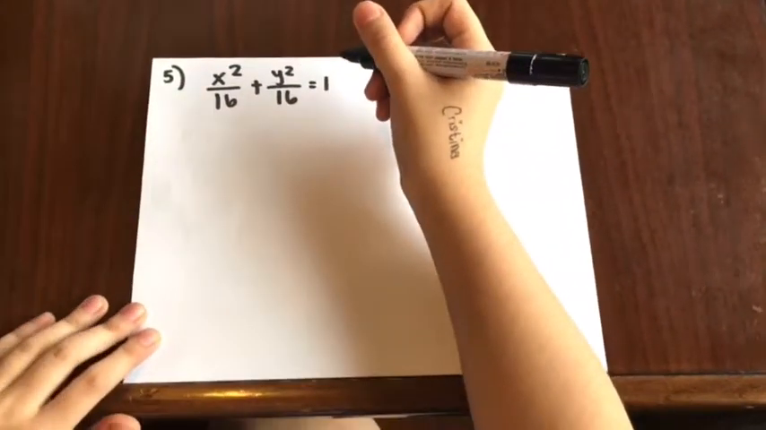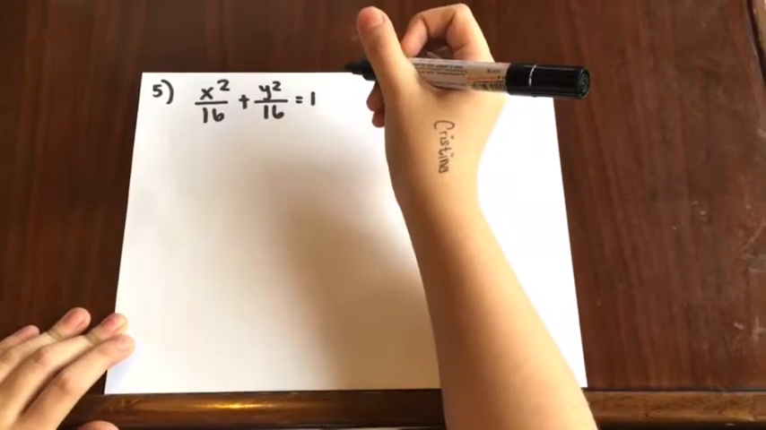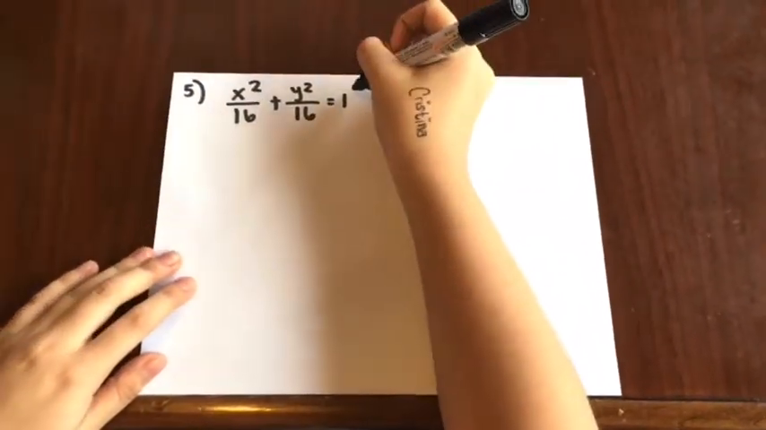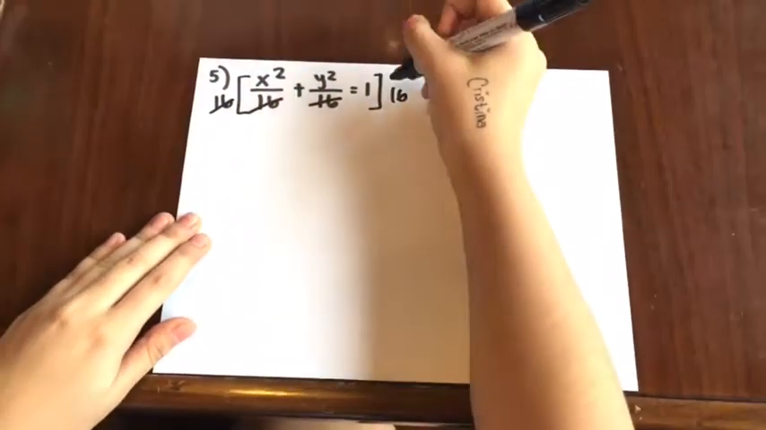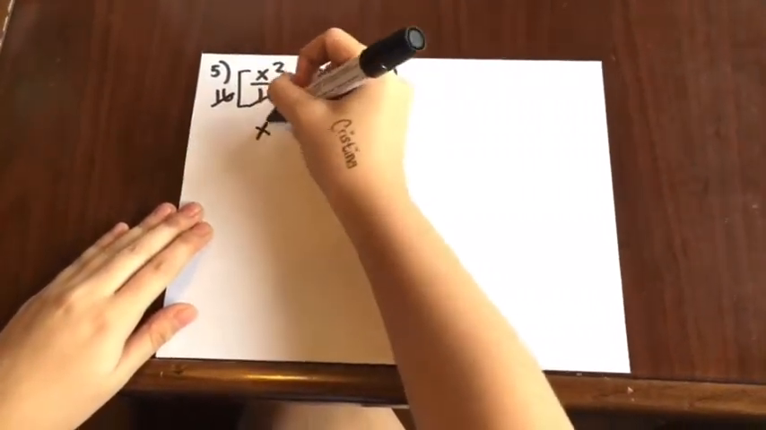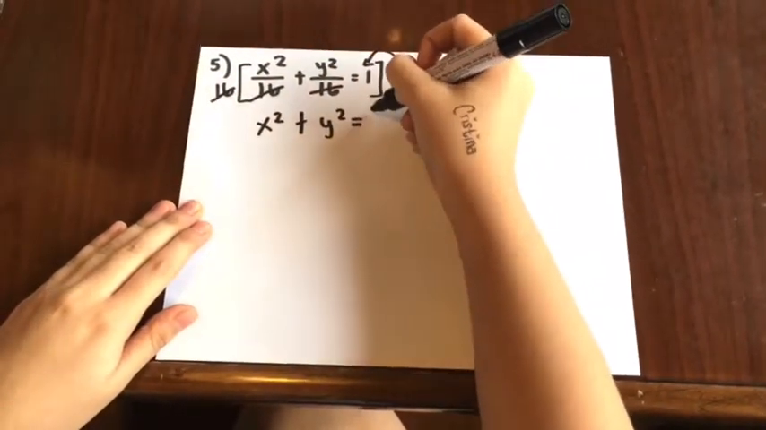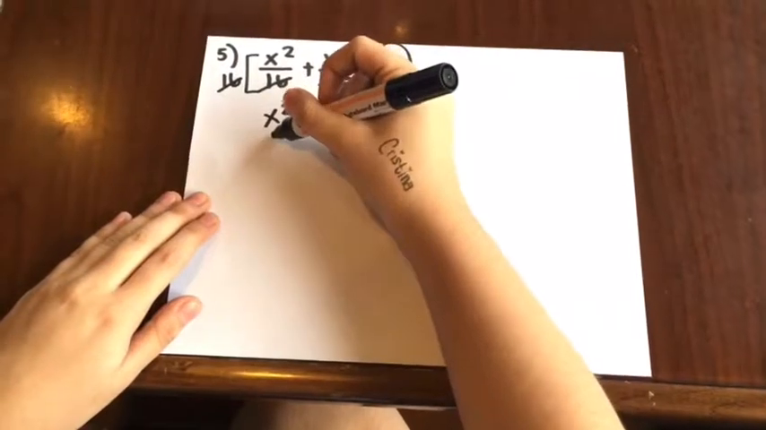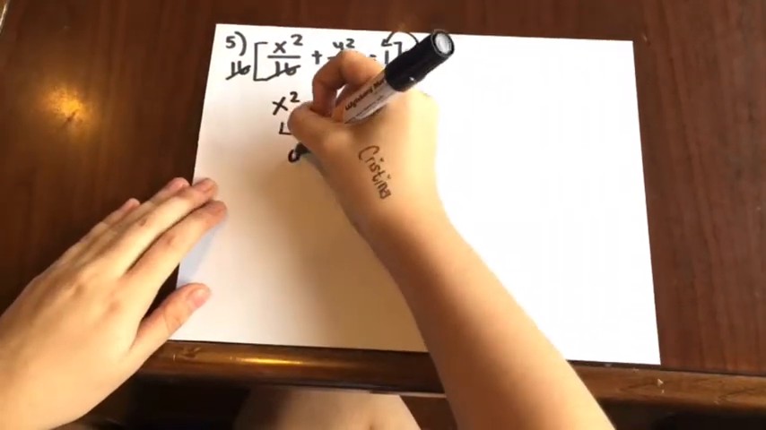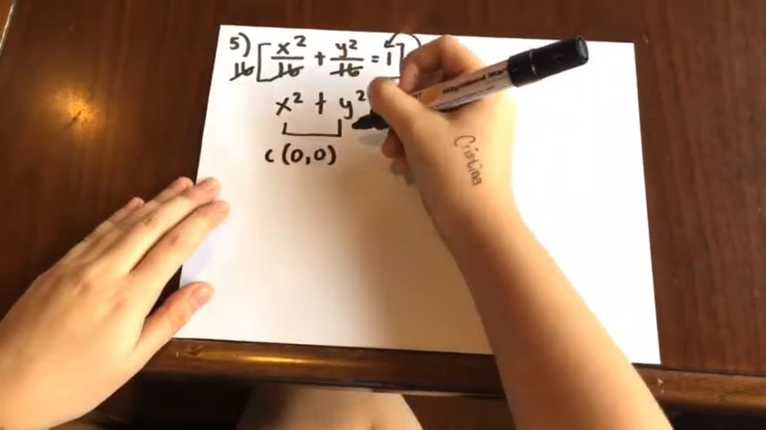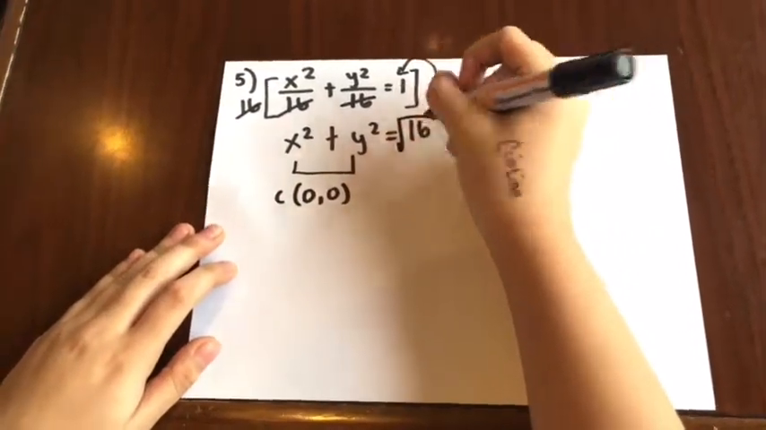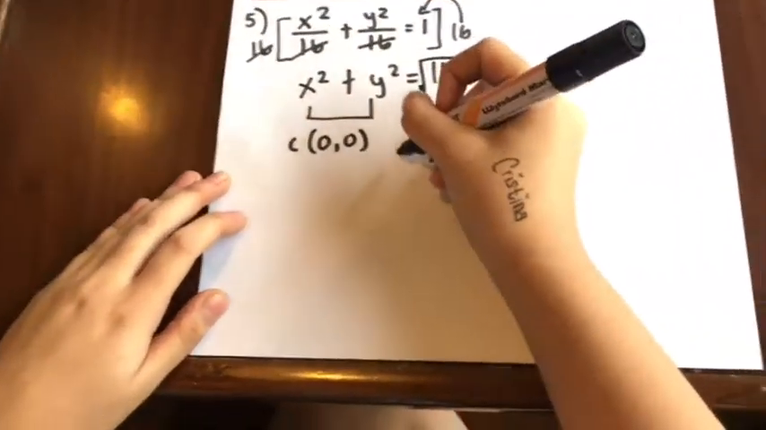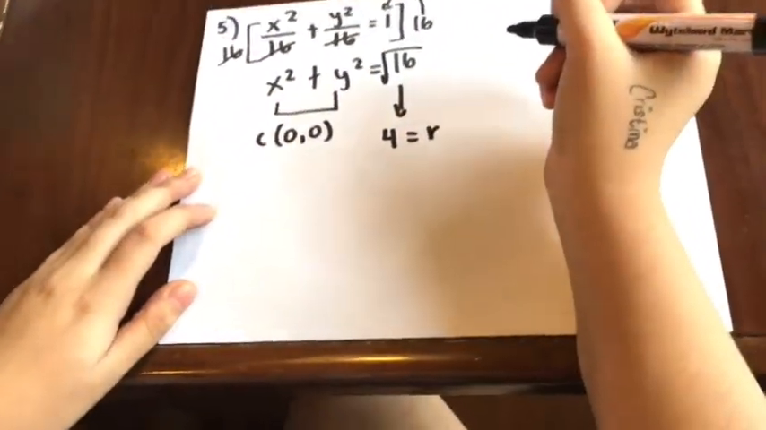X squared over 16 plus y squared over 16 equals 1. So, gagawin natin, times natin siya sa 16, both sides. So, bali makakancel itong dalawang 16. Tapos, ito times natin sa 1. So, x squared plus y squared equals 16. Alam natin na itong dalawang to ay automatic na 0, 0 kasi wala naman tayong value ng x and y. Yung 16 is square root natin, so magiging 4. Yung 4 ay radius natin yan.